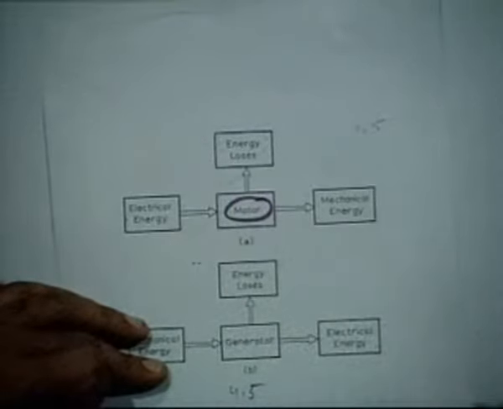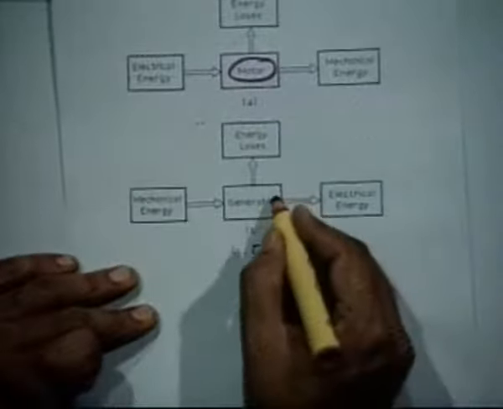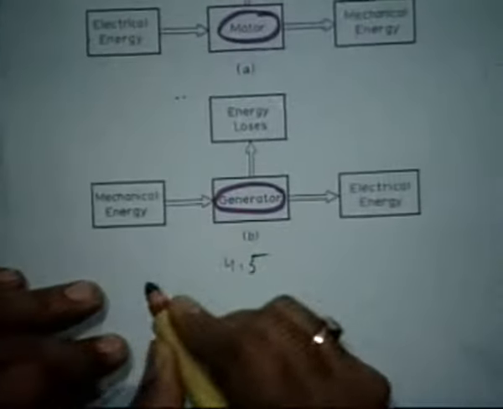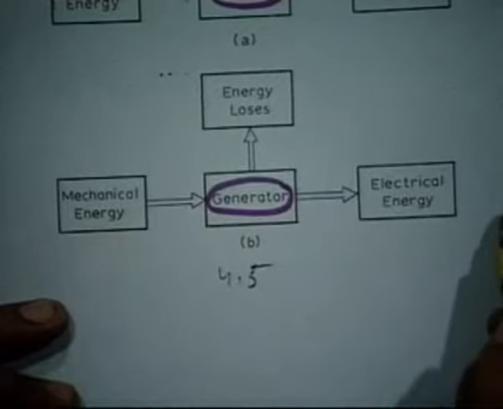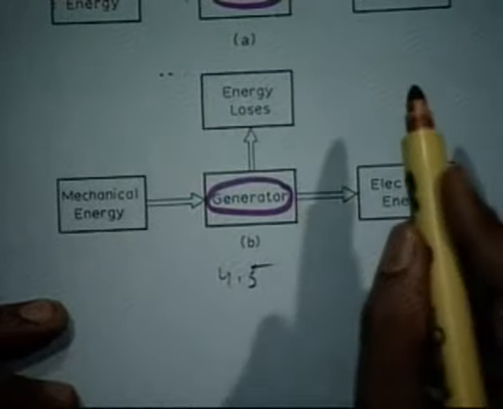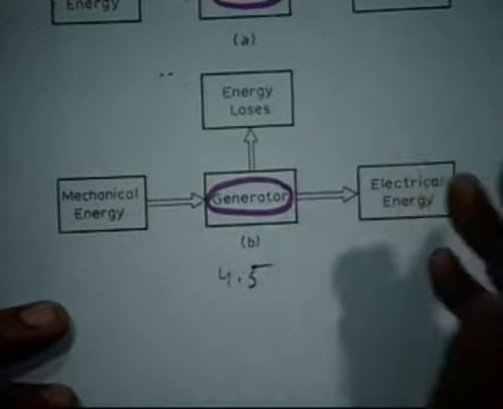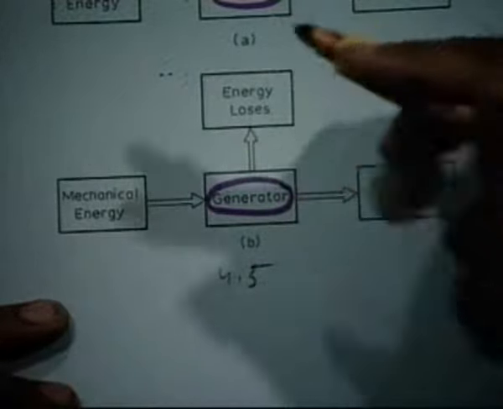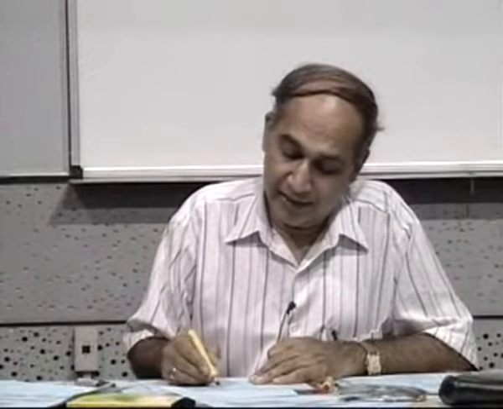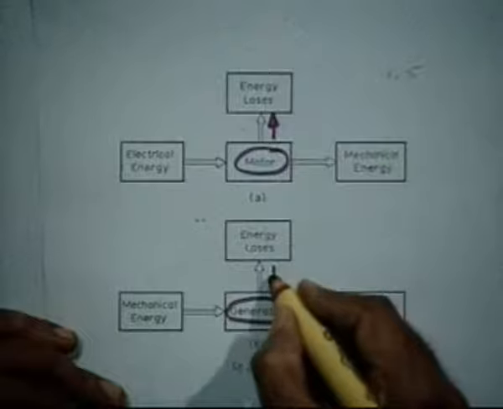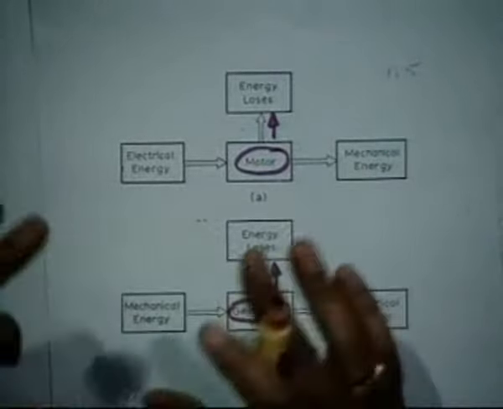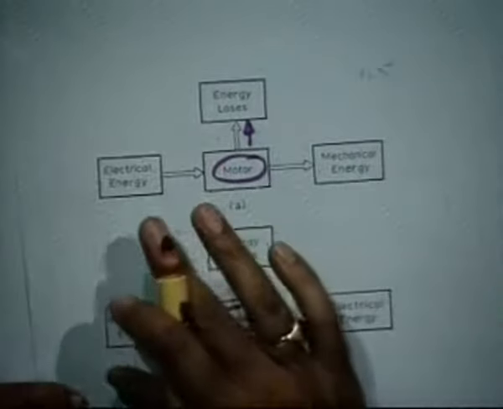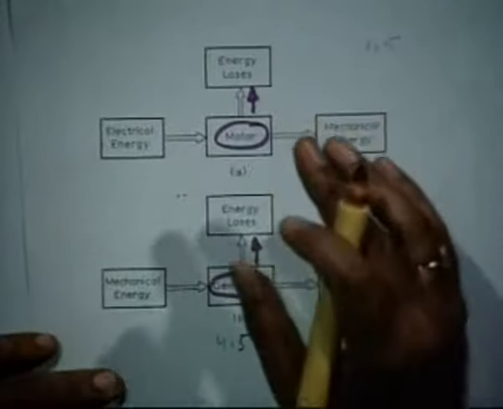Now if you look at the generator, you are putting in mechanical energy and taking out electrical energy. So the direction of energy flow changes between the generator and the motor, but the direction of loss remains the same. Loss is always going out; no loss is coming into the machine. So you must understand the loss is always unidirectional, it just goes out of the machine.